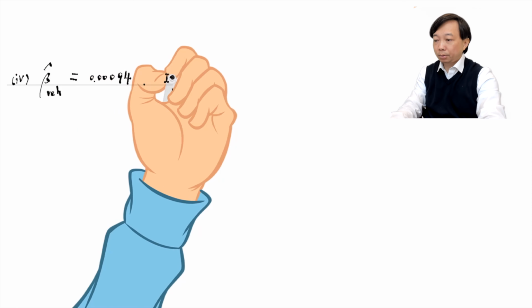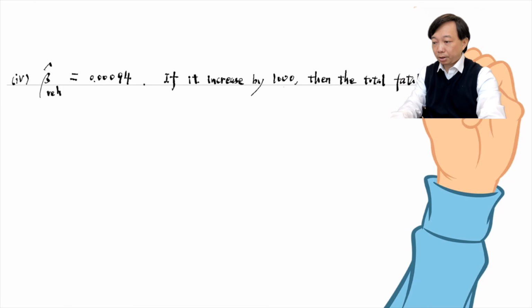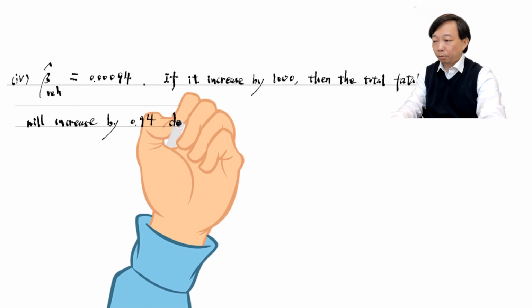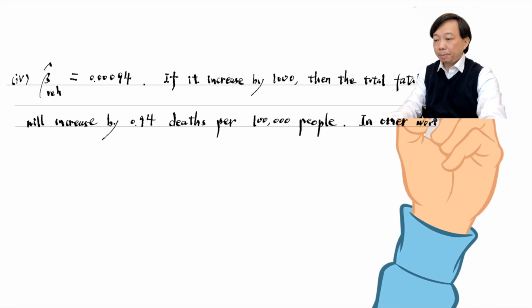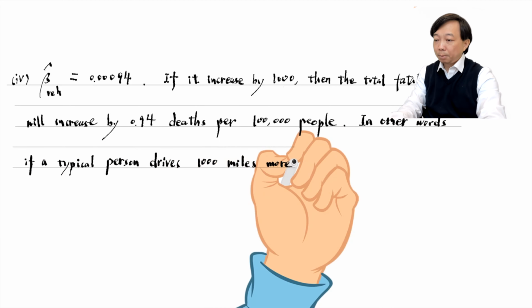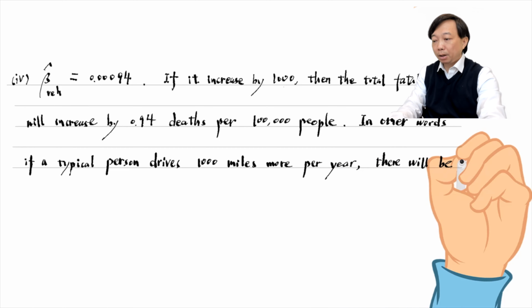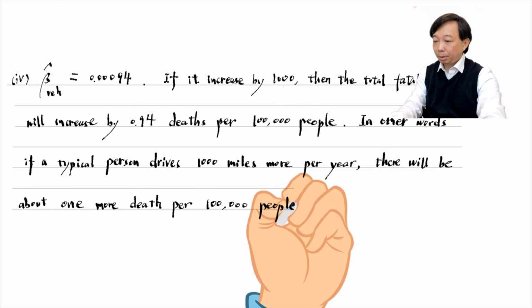The estimate for the variable is 0.00094. It implies that if it increases by 1,000, then the total fatalities will increase by 0.94 deaths per 100,000 population on average. In other words, if a typical person drives 1,000 miles more per year, there will be about one more death per 100,000 people annually.